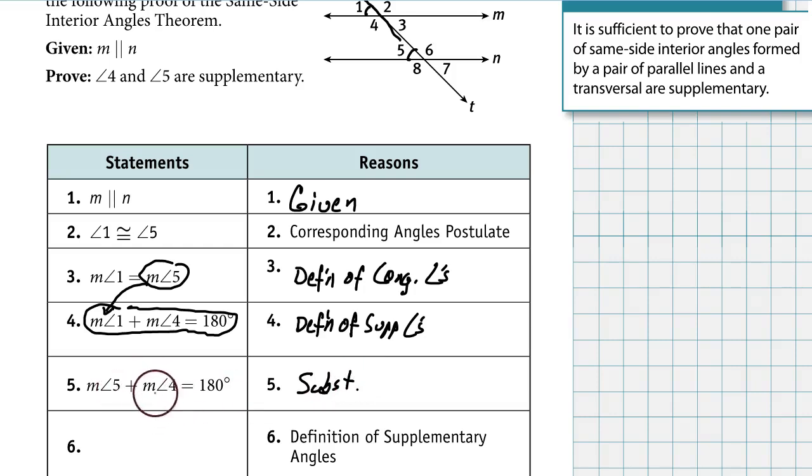Finally, if we have these two measurements and it equals 180, then what we can conclude is that angle 5 and angle 4 are supplementary. Once again, that was the definition of supplementary angles. We had used that earlier to kind of work this situation in reverse.